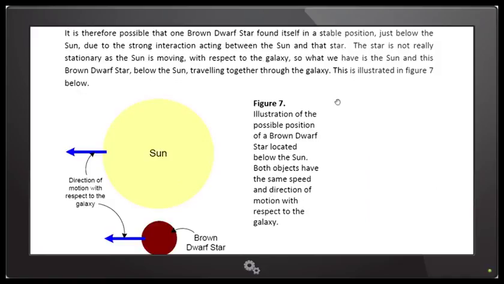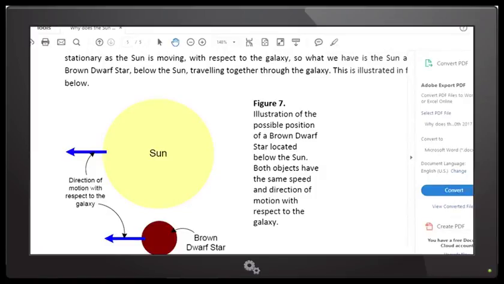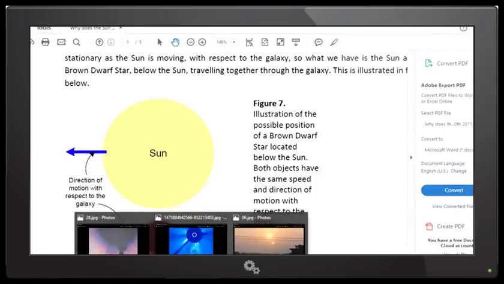Now, getting into this illustration on figure 7, the illustration of the possible position of a brown dwarf star located below the sun. Both objects have the same speed and direction of motion with respect to the galaxy, meaning they're moving in this direction. They're basically attached with a magnetic portal connection. And that is exactly what we are seeing in some photographs that are being taken by people around the world.